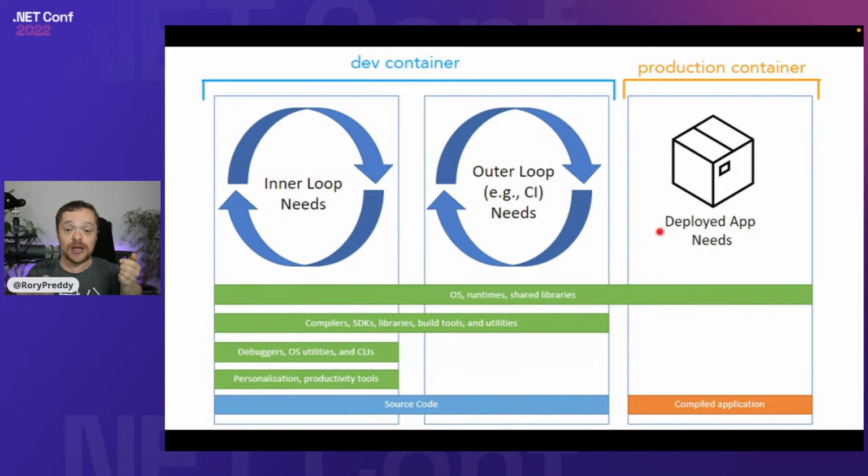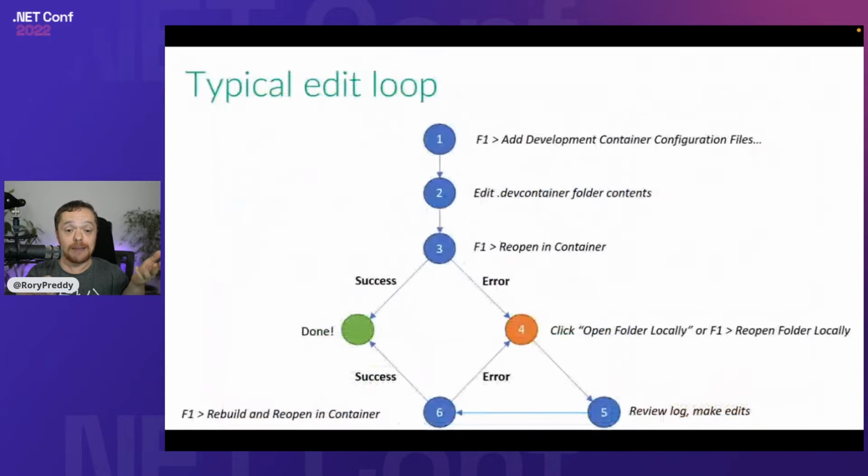And once I push to production, then I can actually create my production container. My deployment app needs certain features, and then I've got my compiled application. And this is your typical edit loop.